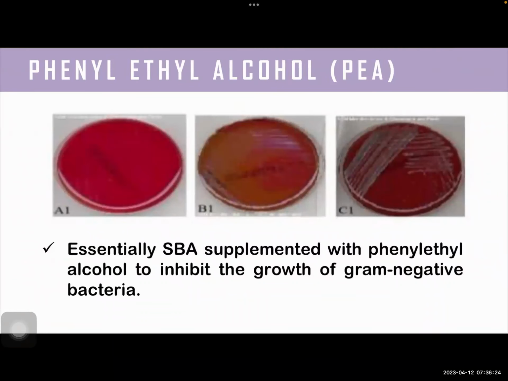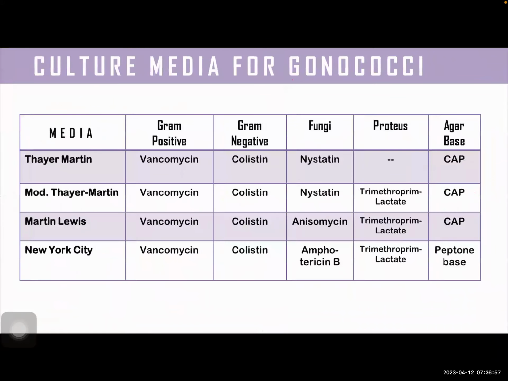We also have phenyl ethyl alcohol agar, which is a sheep blood agar supplemented with phenyl ethyl alcohol that is used to inhibit the growth of gram-negative bacteria. So if we have MacConkey that inhibits the growth of gram-positive organisms to promote the growth of gram-negative ones, we also have PEA, which does the opposite. It's for gram-positive organisms because it's fortified with phenyl ethyl alcohol that inhibits or suppresses the growth of gram-negative bacteria. Okay, let's now move on to a more specific type of culture media.